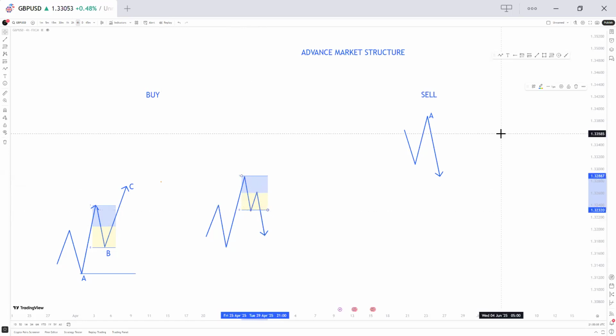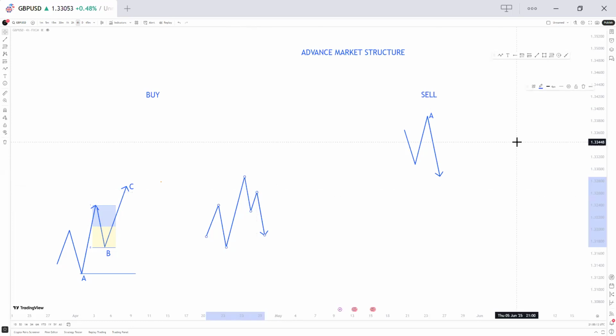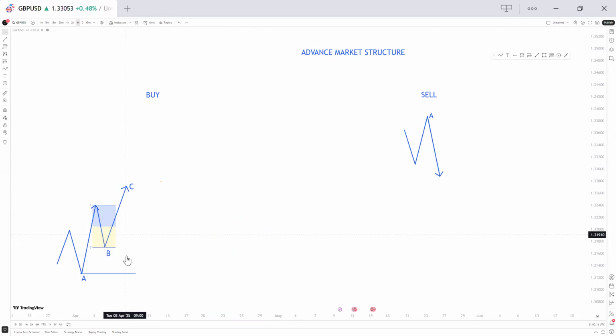So let me delete this. Then we'll go back to our main structure. I was telling you we have type 1, type 2, type 3. So this one, this type 1, this type 1 structure. This type 1, this type 1.